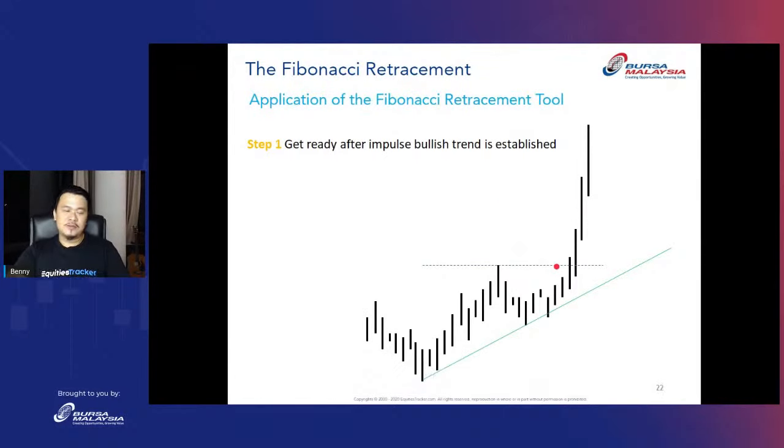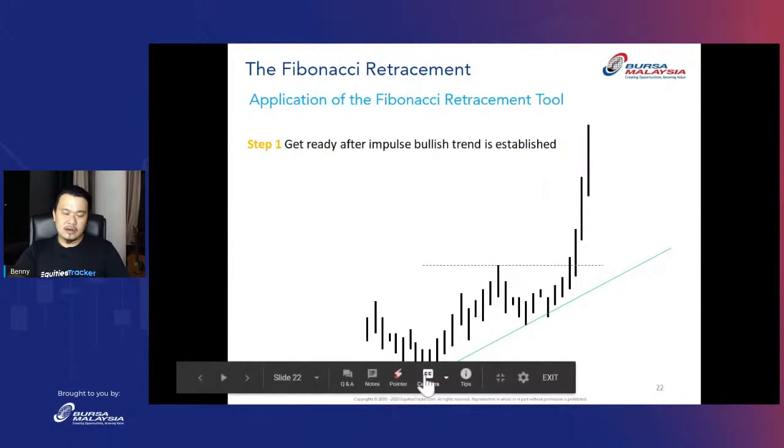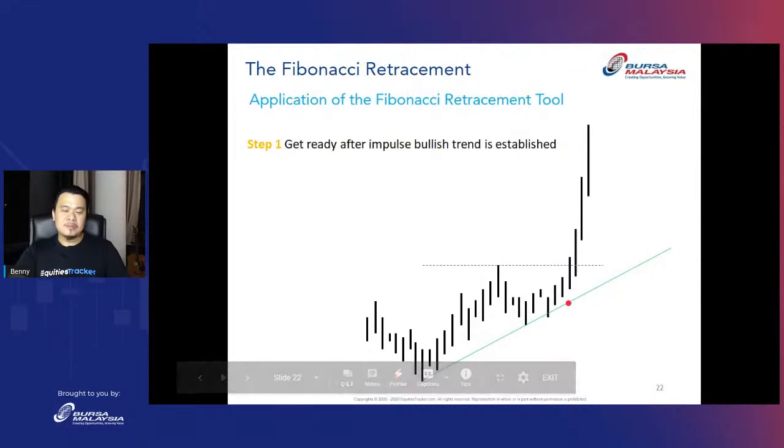All right. Now, how do we apply a Fibonacci retracement tool? So first of all, you need to see what trend it is, right? Whether it's an uptrend or a downtrend. So how do we know it's an uptrend? Of course, when the high is higher than the previous high, okay, it keeps on getting higher, we have an uptrend. And if the lows are getting higher as well, then we have an uptrend.